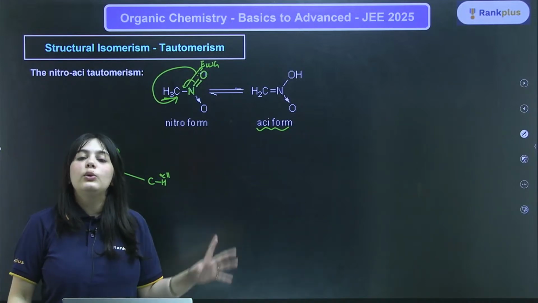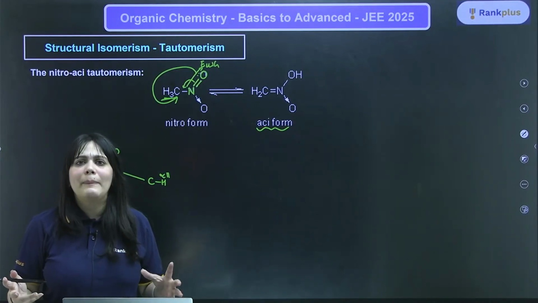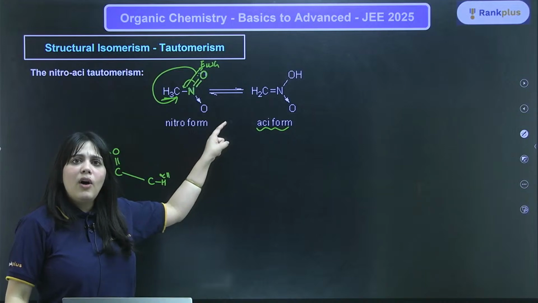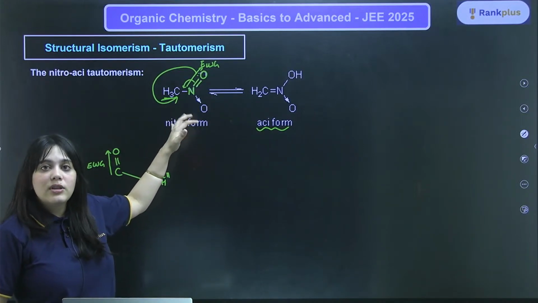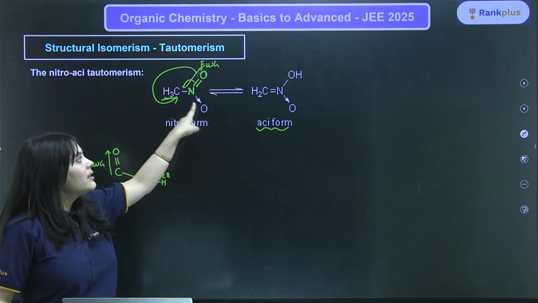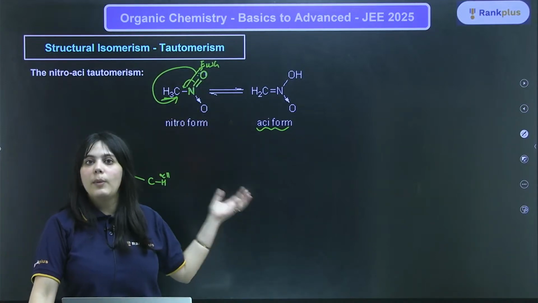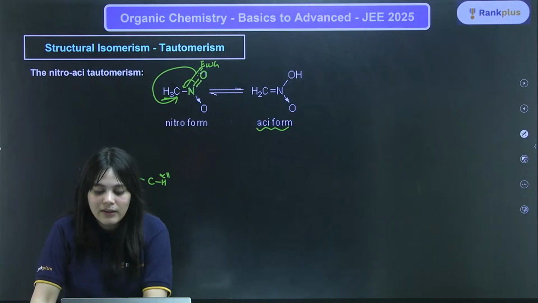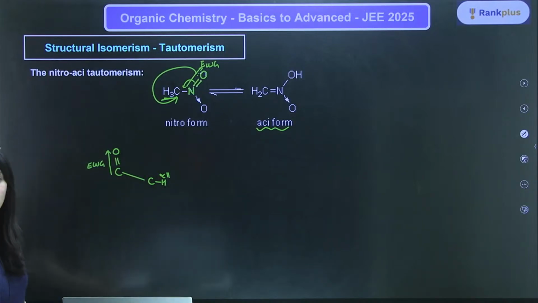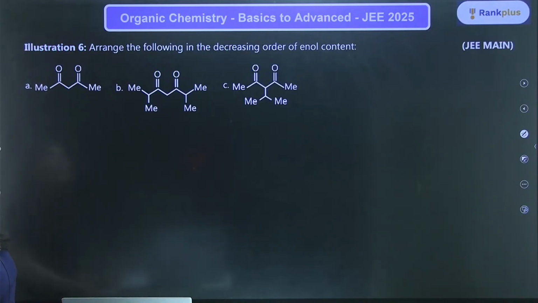Isn't it similar to keto-enol tautomerism? Same thing is happening. There has to be a double bond, and to that double bond there has to be an alpha hydrogen. Then that oxygen will abstract this alpha hydrogen and form a nitro-acid form of tautomerism. Understood? Tautomerism is same. There is nothing different here. Okay? Understood? Perfect. Let us move forward. Next.